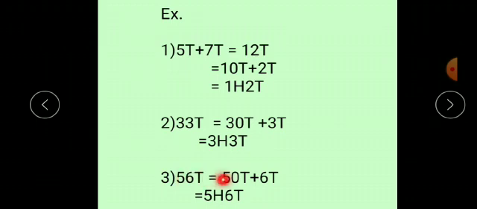Okay. See the next one. 56T equals 50T plus 6T. Now 10T equals 1H. So 50T equals 5H and 6T. Okay. So 56T you can directly write as 5H 6T. Okay. 33T can be written as 3H 3T. Now based on this conversion, there is one exercise.